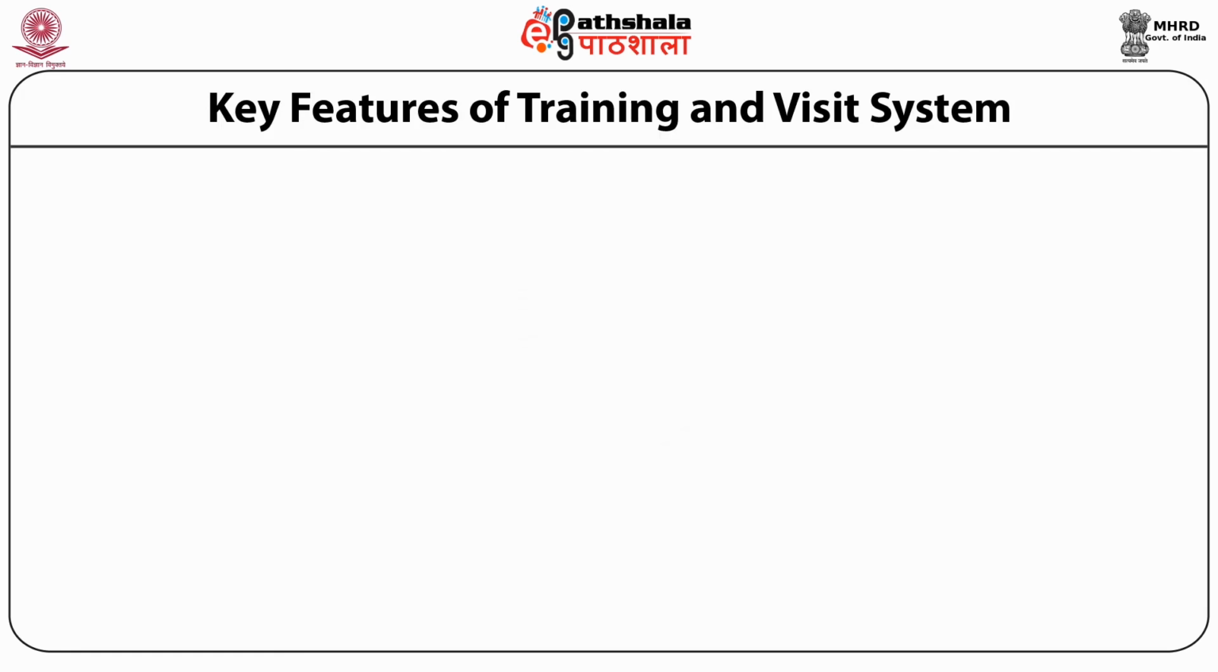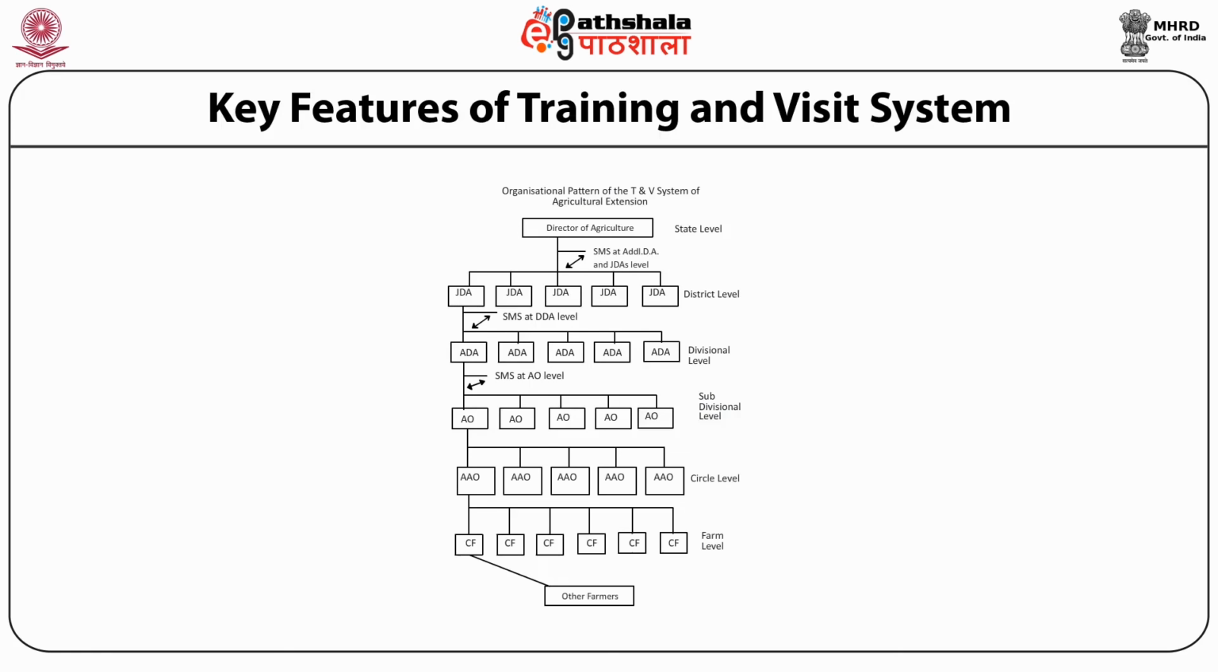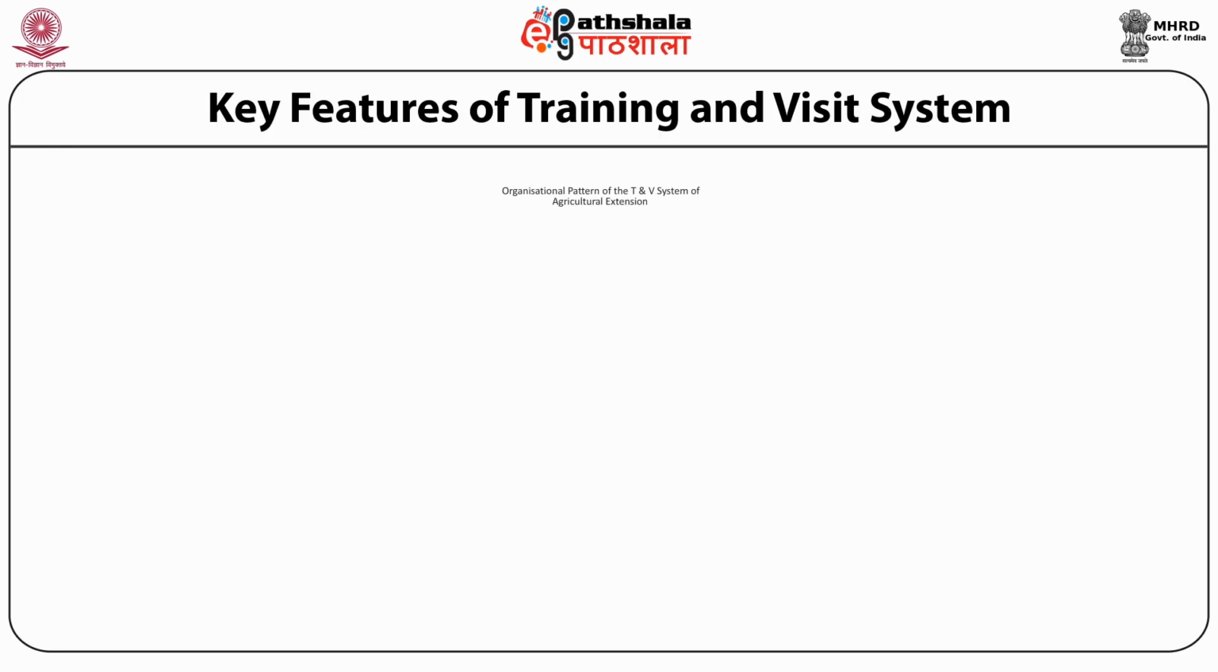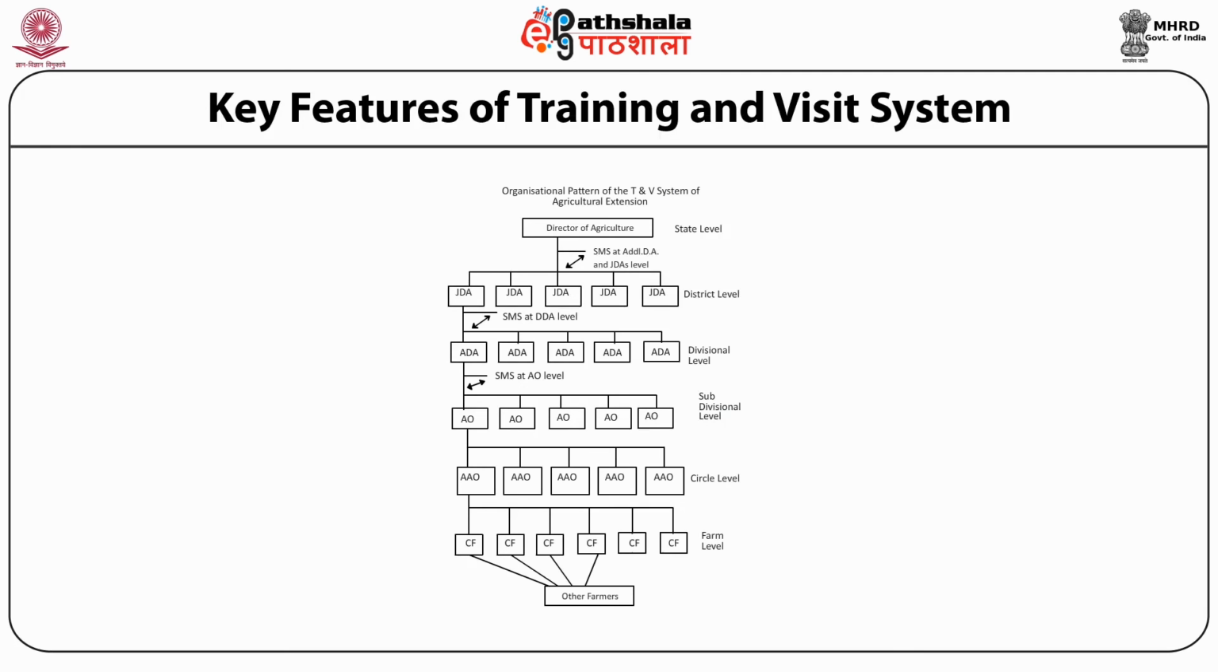Also, he is the key person to establish linkages with the research system. At the state level, we have the Director of Agriculture, which is the nodal agency at the state level, overall in charge of all operations related to agriculture in the state. Currently, the system has seen many changes at organizational level.